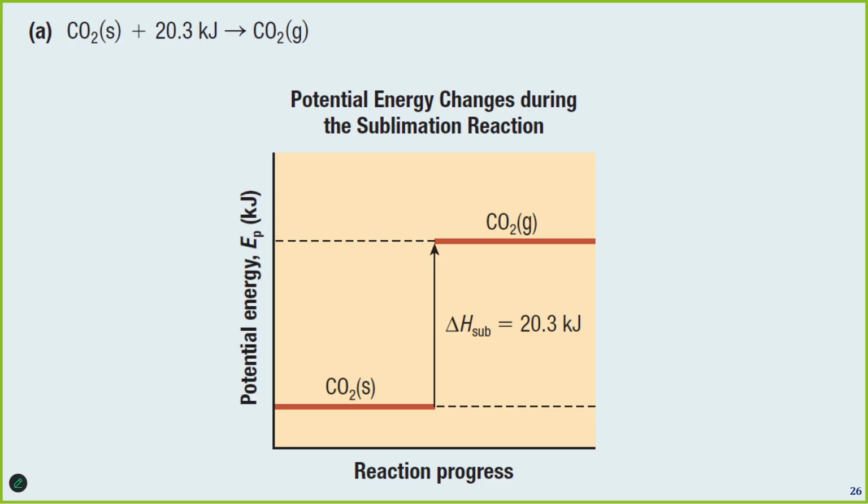Write the reactant on the lower left-hand side of the graph and the product on the upper right-hand side of the graph. Also include delta H of the reaction. This process is sublimation. So delta H is delta H sub. The graph is shown here.